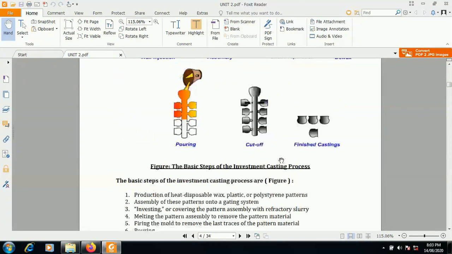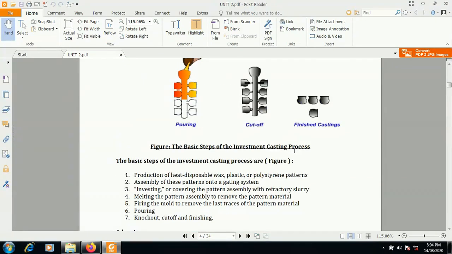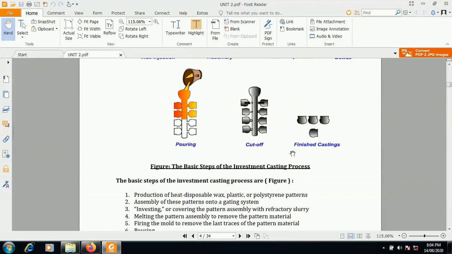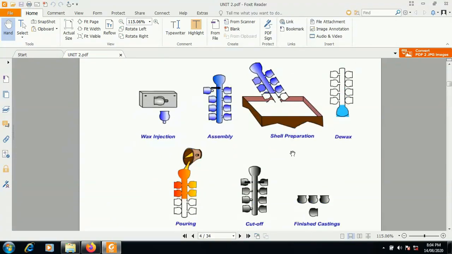Disadvantage: here many steps are involved. You can see nearly 7 steps are there. That's why it is a time consuming and relatively expensive process. Here we have to use many steps. Again, an oven is required for curing of the mold. That's why this is an expensive process, but it is applicable for the manufacturing of jewelry items. Again, surgical instruments, pectorals or idols, these are applications of the investment casting process.